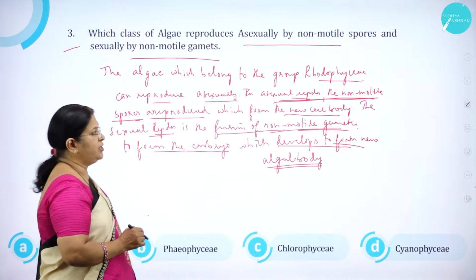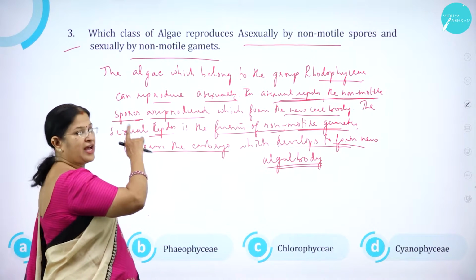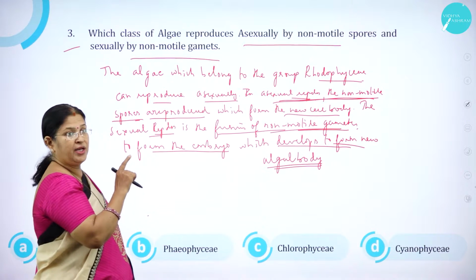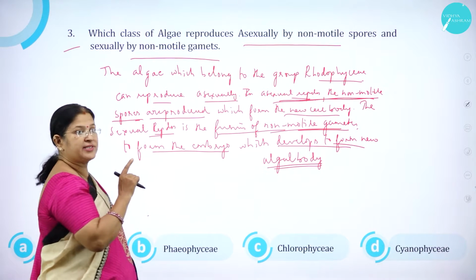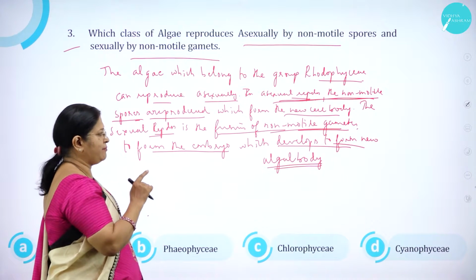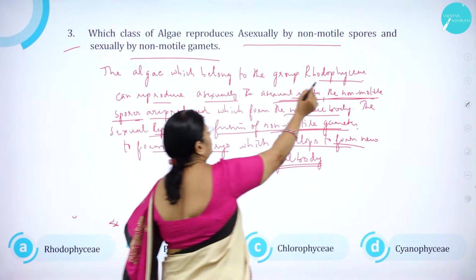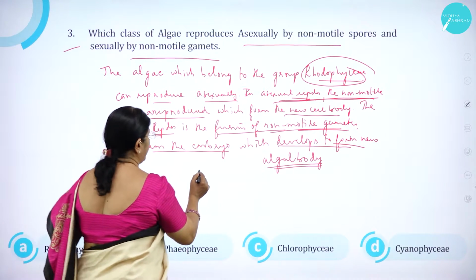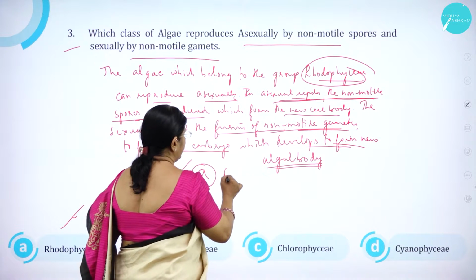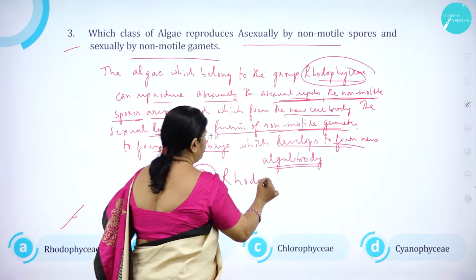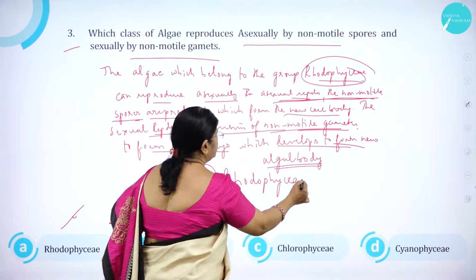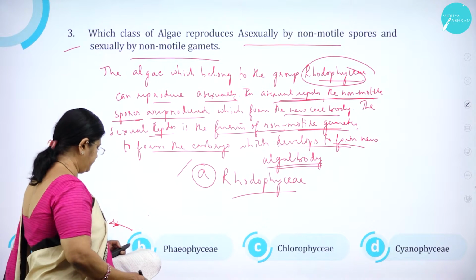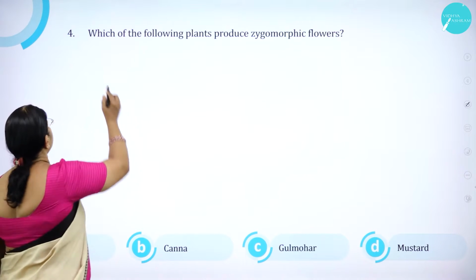And the sexual reproduction is the fusion of non-motile gametes to form the embryo which develops to form the new algal body. So the option, which class of algae reproduces asexually by non-motile spores and sexually by motile gametes, the answer is what? Rhodophyceae. So option A is correct. Option A, Rhodophyceae. Next, question number 4.